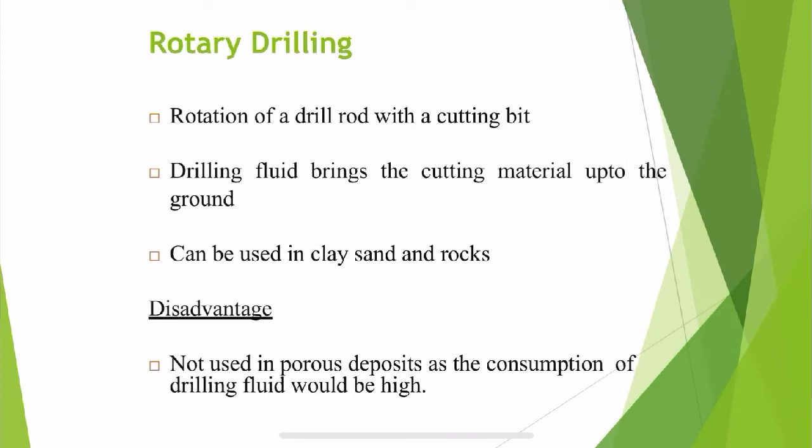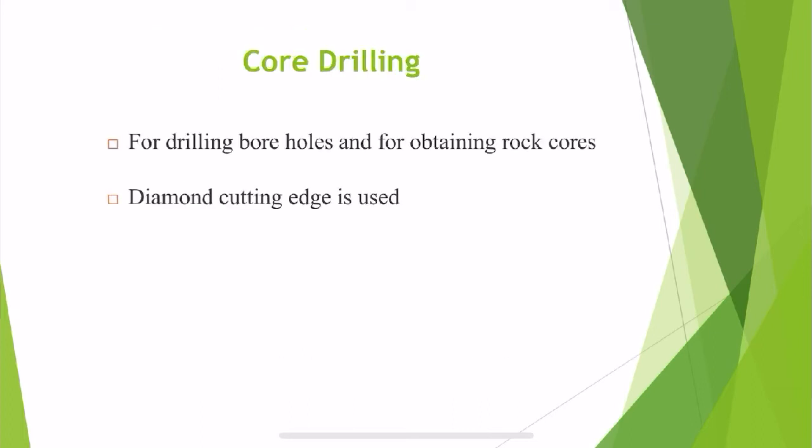Coming to rotary drilling, it is the rotation of a drill rod with a cutting bit. The name itself says rotary drilling. Drilling fluid brings the cutting material up to the ground. This cannot be used in clay, sand and loose deposits; it can be used only in hard strata. This is not used in porous deposits as the consumption of drilling fluid would be high. Coming to core drilling, for drilling boreholes and for obtaining rock cores, a diamond cutting edge is used. The shape of the cutting edge is diamond.